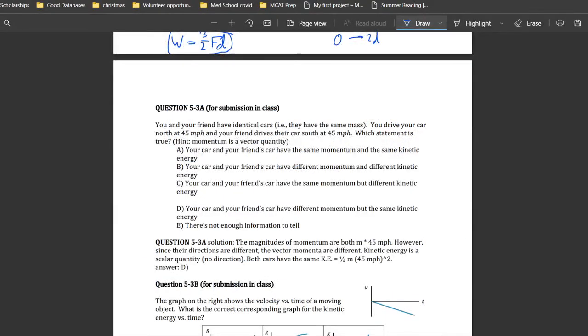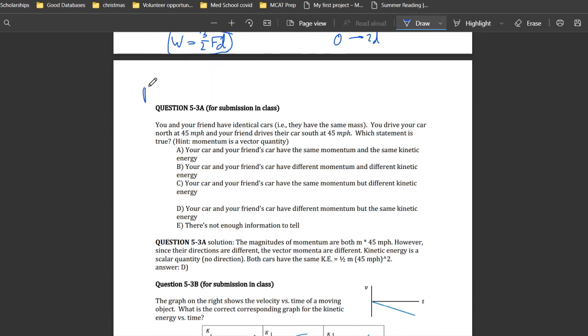Okay, so for 5.3a here, you and your friend drive identical cars. They have the same mass. You drive north at 45 miles an hour. Your friend drives south at 45 miles an hour. Which statement is true about momentum and kinetic energy?